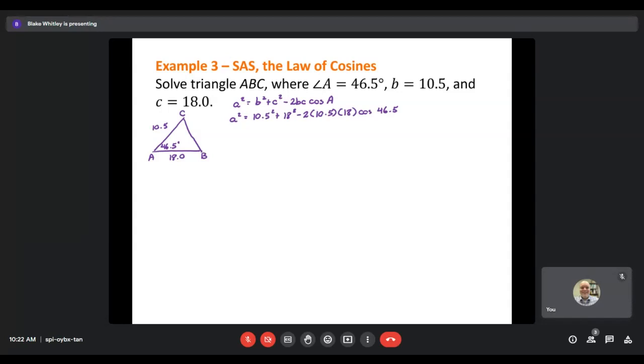And if we do that, we should get 174.05. And again, we need to take the square root of that now to get a by itself. And taking that square root, a should be equal to 13.2. So now we know this side over here.